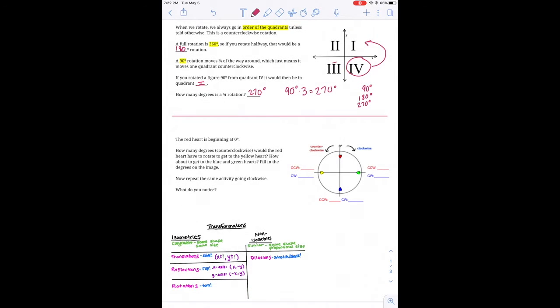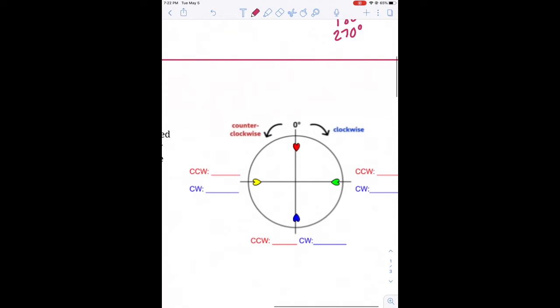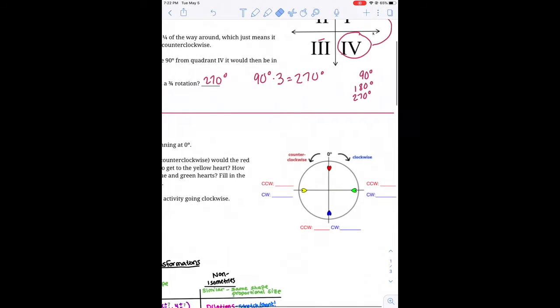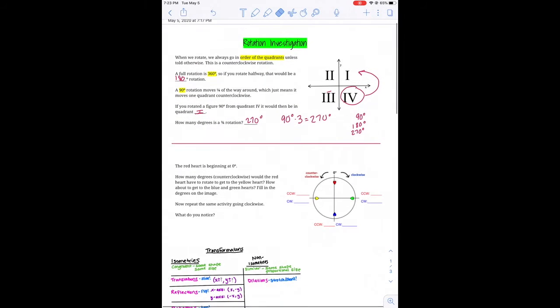Let's take a look at the next activity. Pause the video, see if you can finish up the page. Unpause when you're ready for me to talk about it. So the question says the red heart is beginning at 0 degrees. And 0 degrees we could have chosen anywhere in the circle. We could have even put the heart here and said that this was 0 degrees. It's just a random place on the circle that the heart is at. How many degrees, of course, counterclockwise, would the red heart have to rotate to get to the yellow heart?